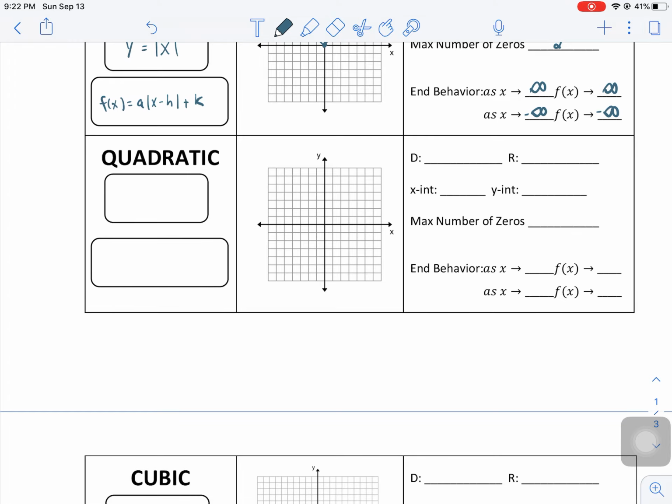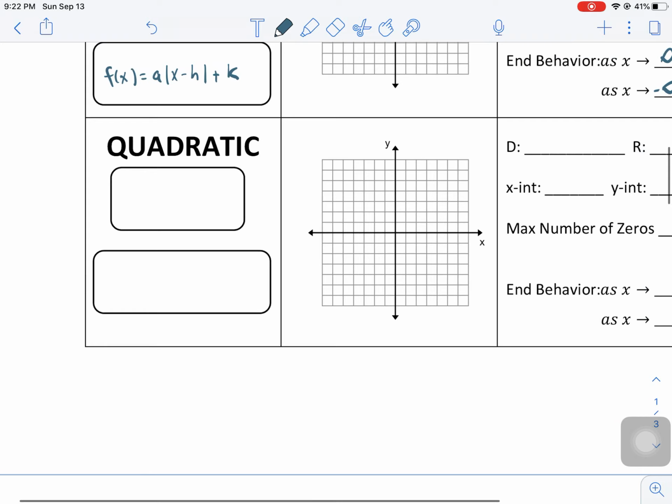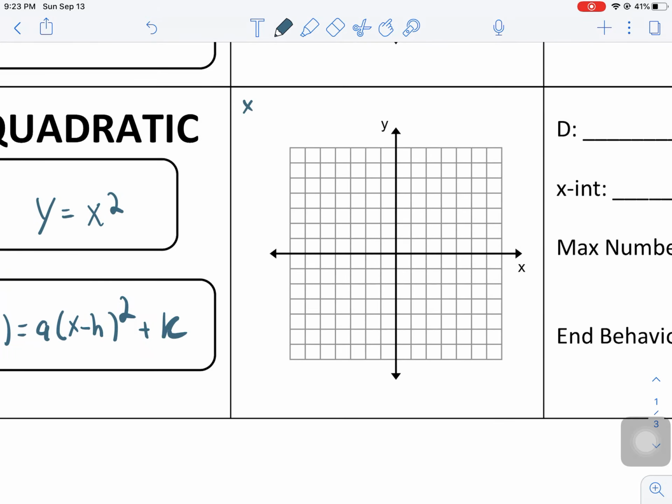Next graph we're going to talk about is our quadratic graph. So the base form of the quadratic graph is y equals x squared. Transformation form is f of x is equal to a(x minus h) squared plus k. So that's our transformation form of our quadratic function. So again, an XY table, guys, is super helpful when building a graph for the very first time.